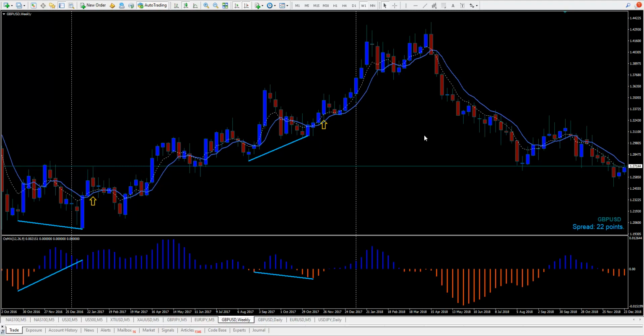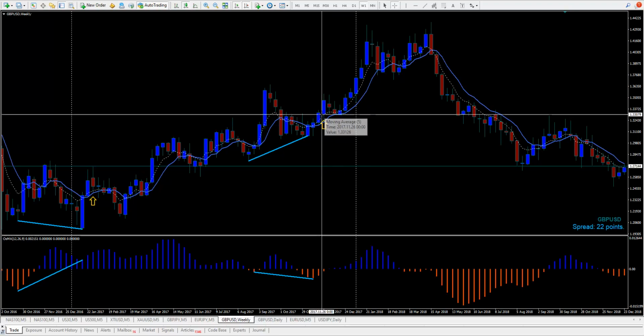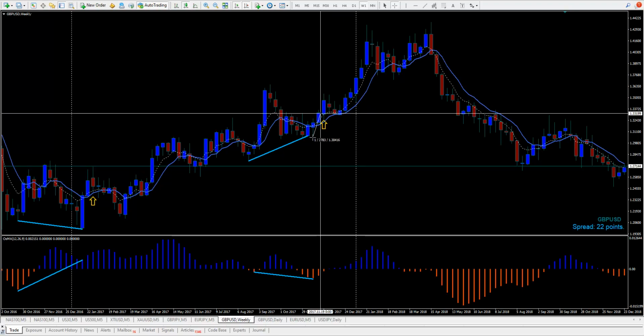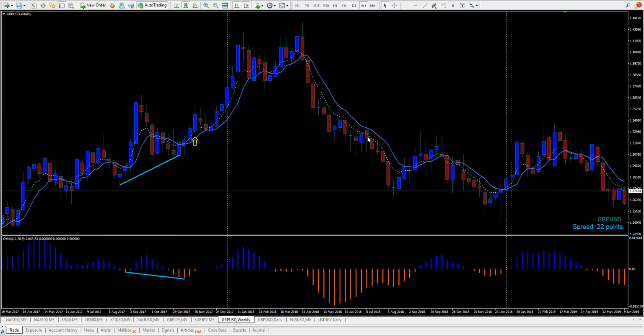Okay, so we would have got in long right here. Stop would have been 278 pips. And it went up 1,000 pips, ladies and gentlemen. Look, isn't it funny how there are all these trades just on every corner? It's amazing. That's why I love divergence so much.